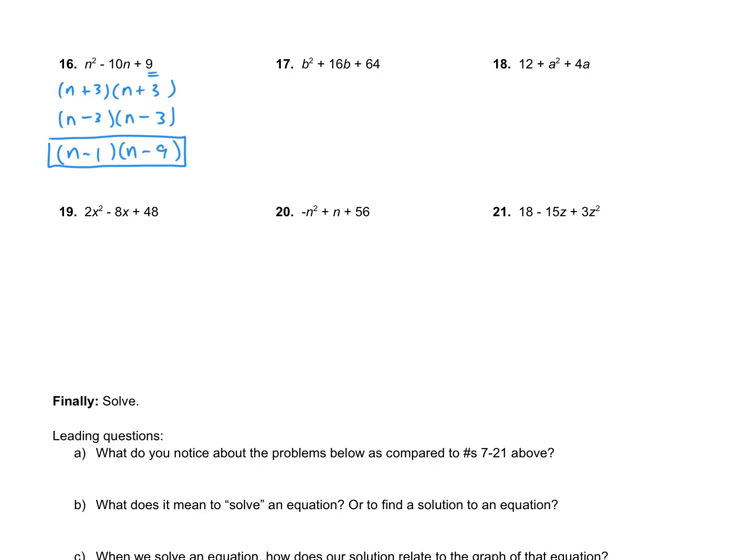We are going to do a few more. I would like to do 20 and 21 with you, and then I'm going to give you some time to work. If we look at 20, the very first thing you have to do is ask yourself, is there anything in common? No. Is there anything in common between all three of these? No. I will tell you, though, I don't like a negative. So what I will do, personally, is I will factor out a -1 so that I don't have to deal with a negative. When I do that, I get n squared, subtract n, subtract 56.